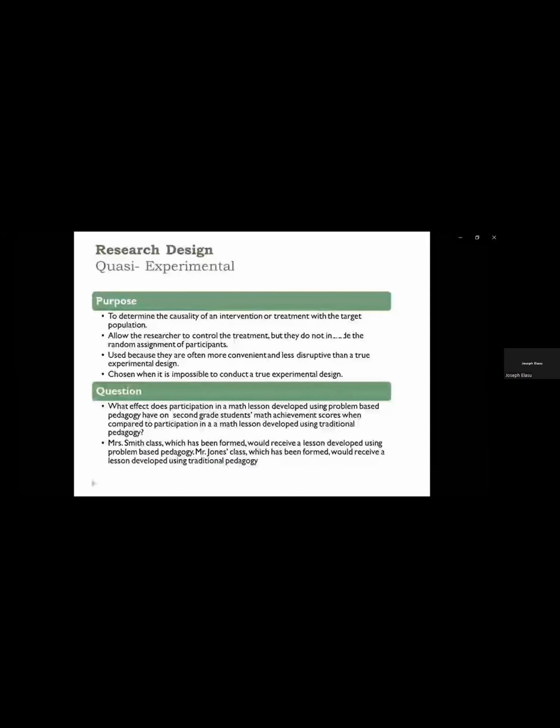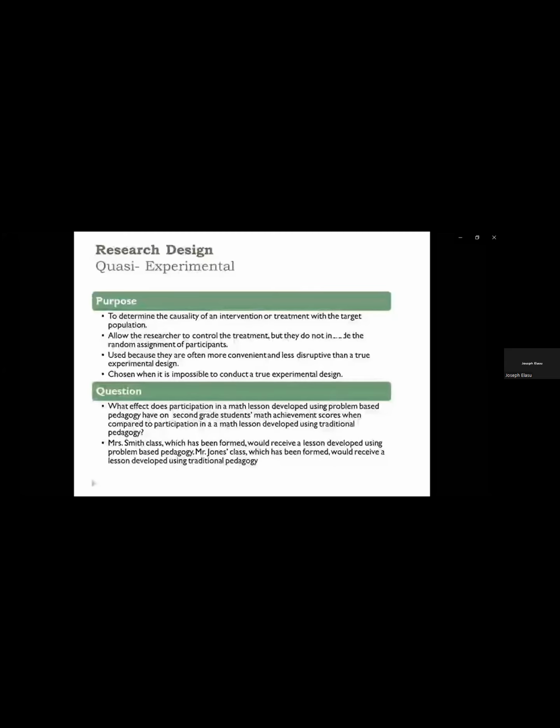Let's say that you wanted to look at problem-based pedagogy for teaching math. And so you ask the question, what effect does participation in a math lesson developed using a problem-based pedagogy have on second grade students' math achievement scores when compared to participation in a math lesson that was developed using traditional pedagogy? And you have Mrs. Smith's class and Mrs. Jones's class. Mrs. Smith, you train to use the problem-based pedagogy approach. And Mrs. Jones continues using the traditional approach. And your specific target population is second grade students.